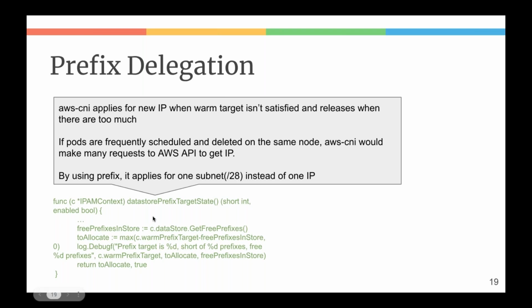So with the prefix, instead of applying IPs one by one, it will actually get a whole subnet. It's a /28 CIDR. By the way, it's hard coded, so you can't change it. But most of the time, that's enough. That should help you avoid the API limit issue.